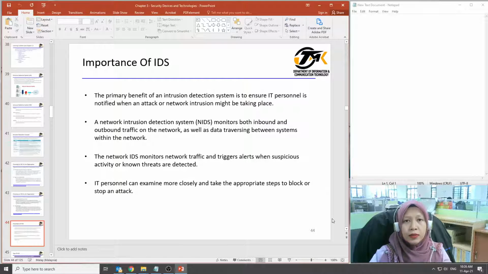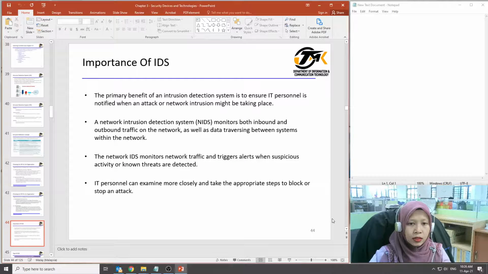Or let's say they are a small company and don't have a day shift or night shift. They can write a script. If an attack happens and the IDS detects some anomalies, the system can send an email, a WhatsApp or a message, a signal that something bad has happened.